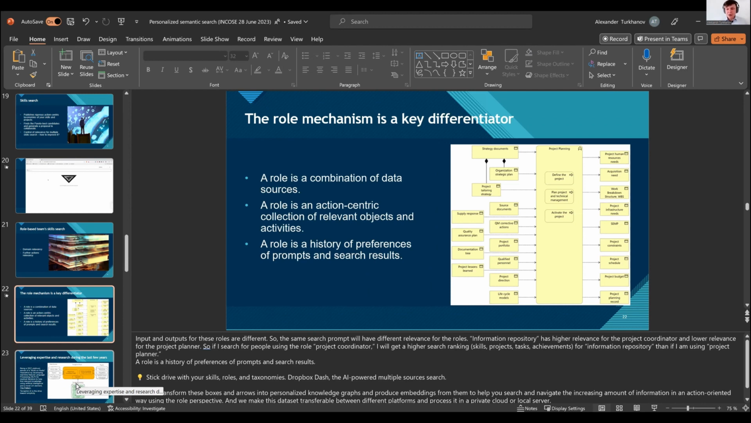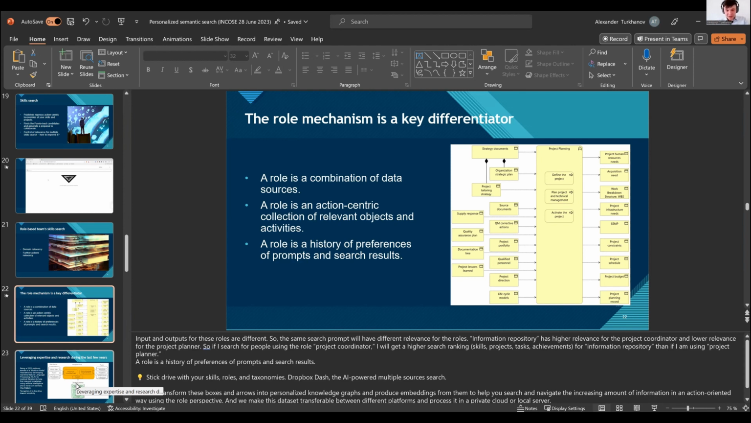So how do we define a role? Just to be a bit more specific. A role, first of all, is a combination of data sources. Very simple. I have my personal email, and in personal, I have my WhatsApp for the school chat. And this is a data source. We can directly connect to it. If I'm in the project management role, I don't want to connect to the parents chat.